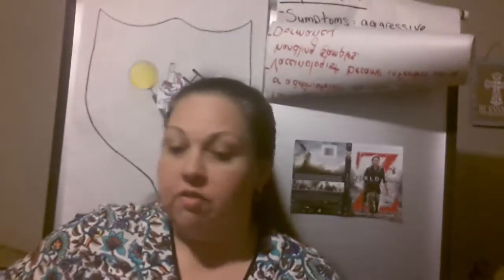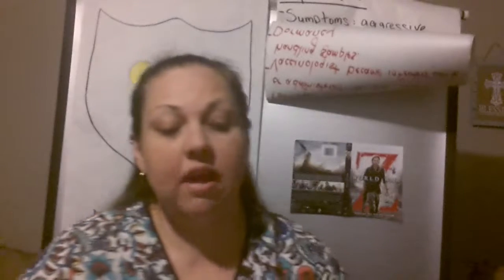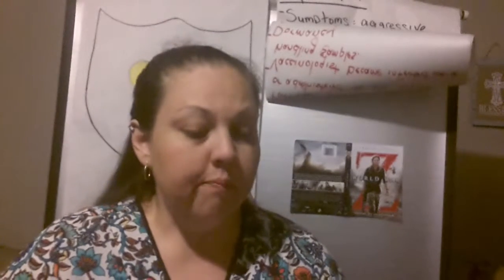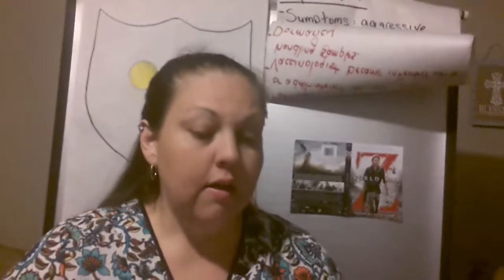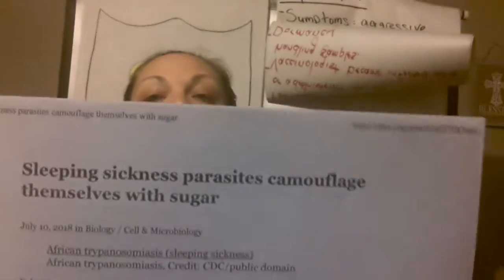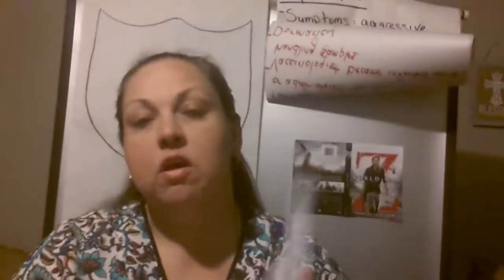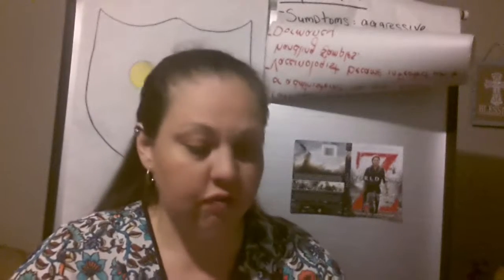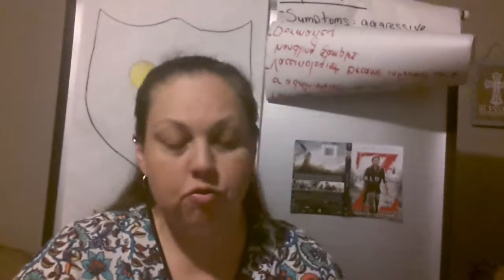So, here's gram-negative bacteria that has this protective covering that acts as camouflage so that the immune system doesn't recognize it, okay? So then we also have this: sleeping sickness parasites camouflage themselves with sugar. And this was from July 10th of 2018. It was in Cell and Microbiology. So there's the article. And as I always do, guys, I will post links so that you can find these articles for yourself.